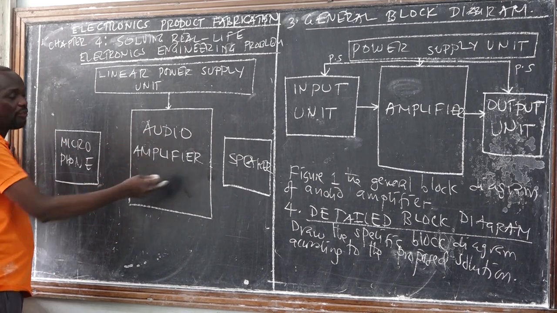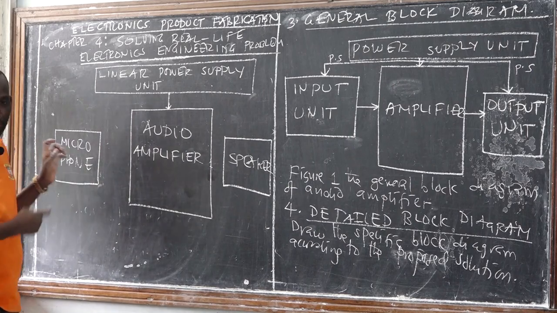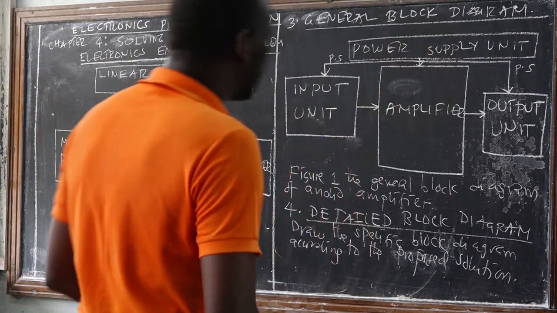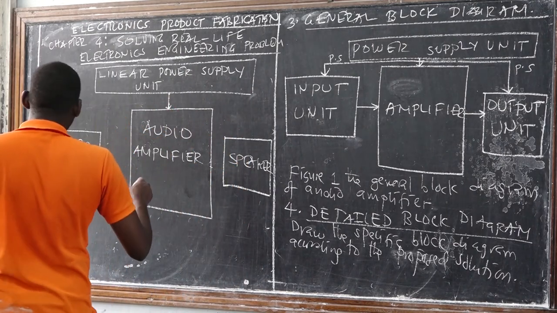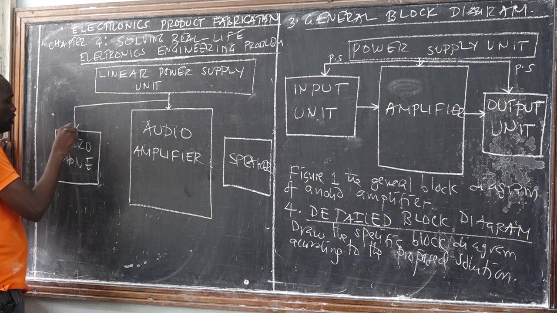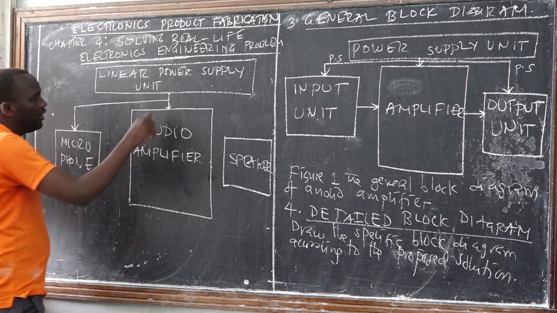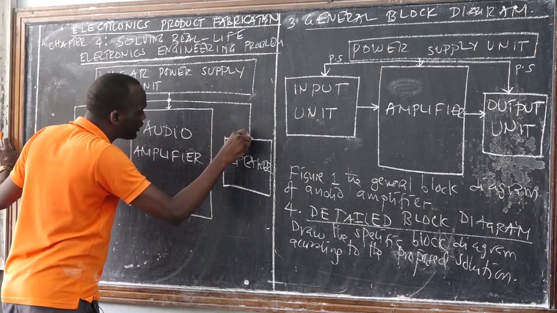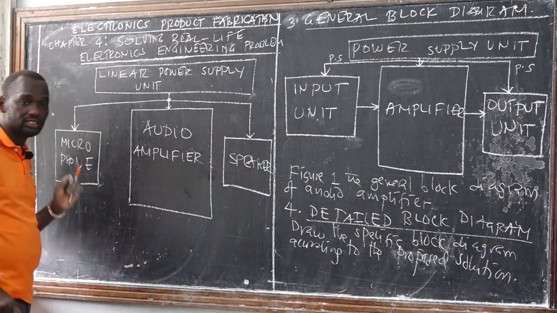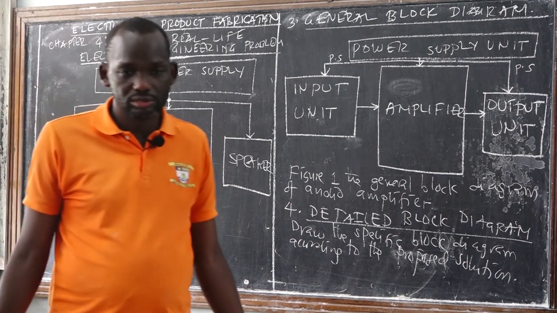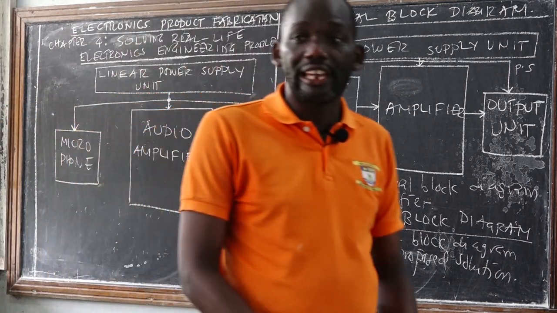So the audio amplifier needs power, especially DC power. And the microphone also needs power in order to work. I showed you an example. Some of the speakers also need electric power. Some of them just need an electrical signal. Are we together?